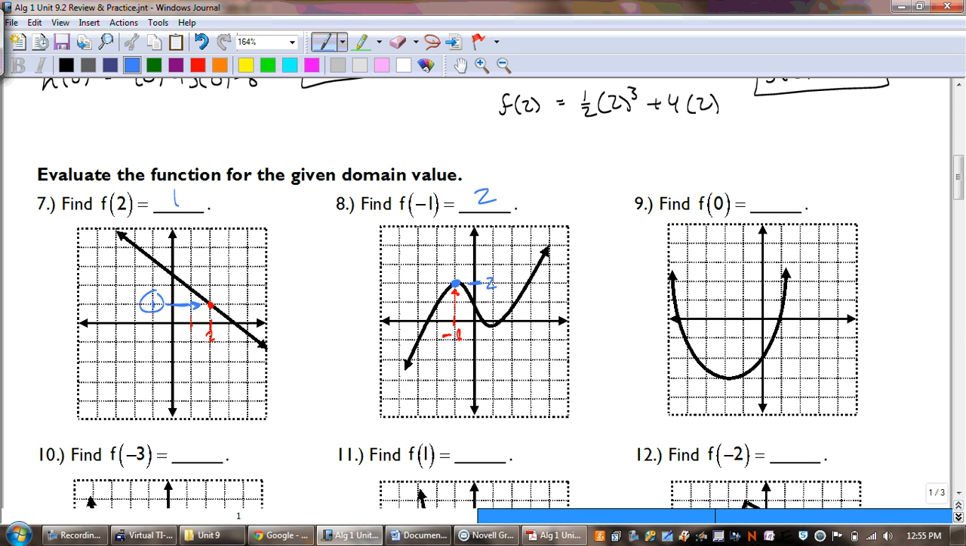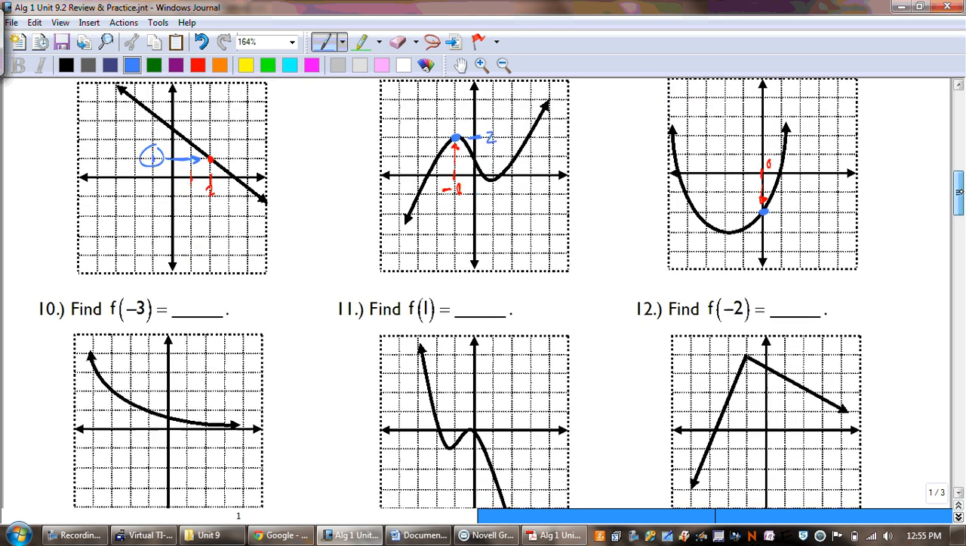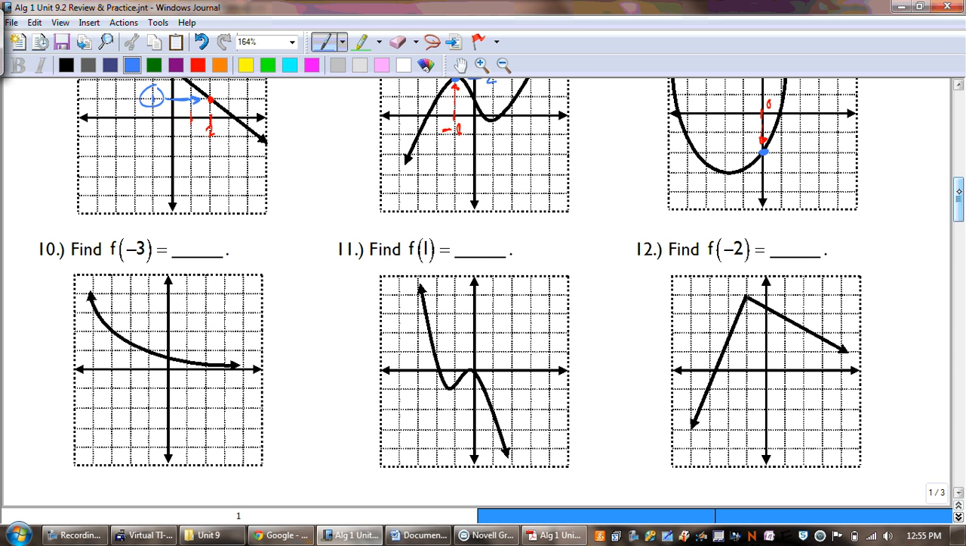Why don't you try to find f of 0? Well, there's 0. You go straight down, and it's at the point negative 2. Okay, I think you've got it. Why don't you guys try to do number 10, 11, and 12?